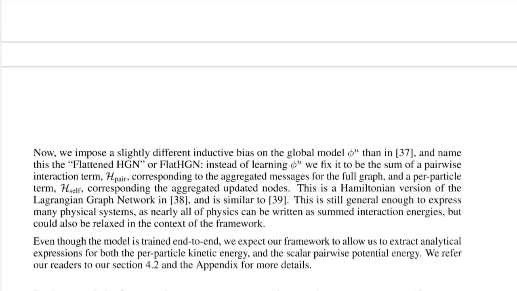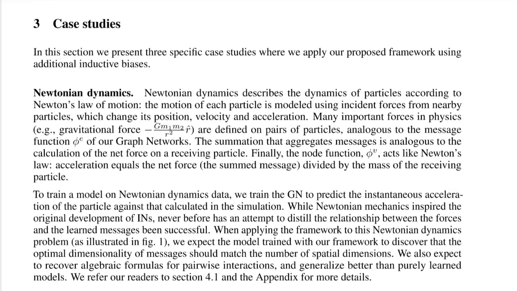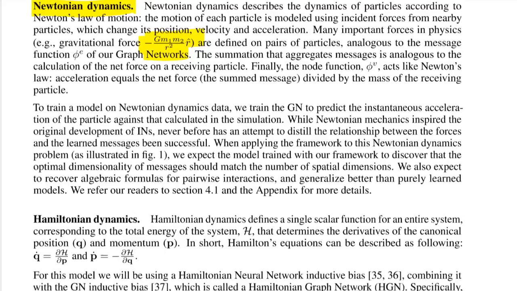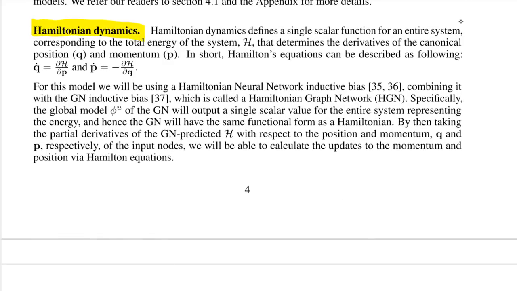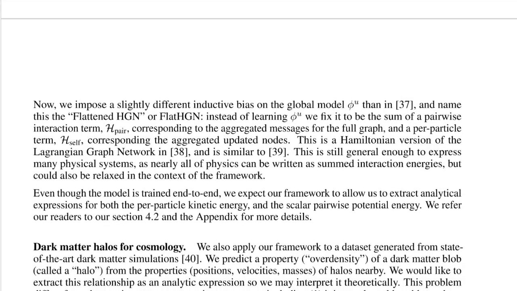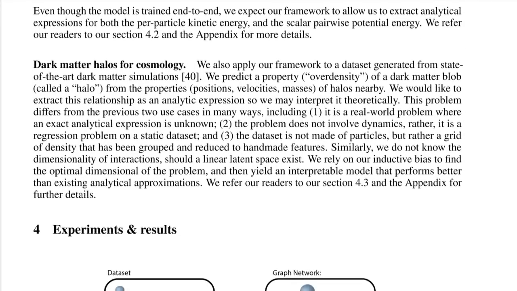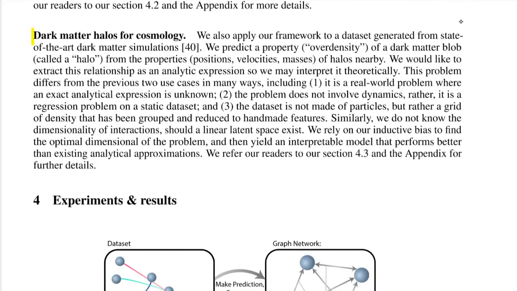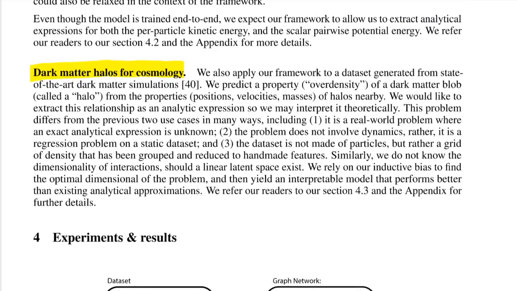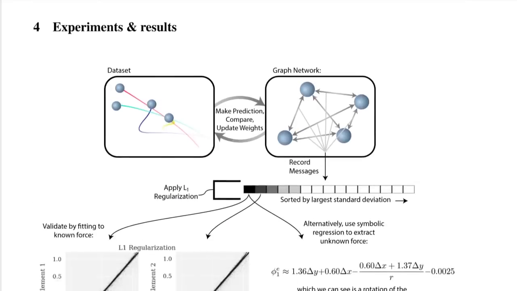All right. So if we look at the examples, they have three different examples. First of all, they have Newtonian dynamics, which is, for example, this gravitational force we looked at. They have Hamiltonian dynamics, which describes the same systems, but in a different way in terms of the Hamiltonian. And I don't want to go into this too much, because I think that the Newtonian dynamics already demonstrate really well what the system can do. And then they have dark matter halos for cosmology, which is a problem where you have universe simulators and you try to predict where the dark matter is, depending on where other dark matter is. And that's where they find a new unknown equation.